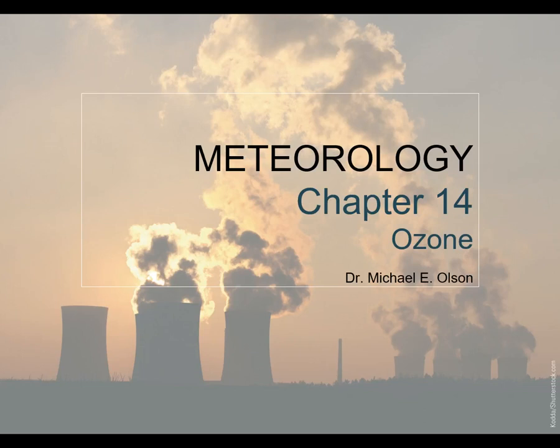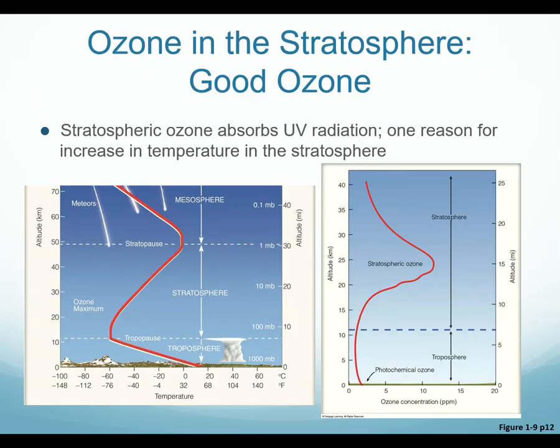Let's turn our attention to one particular chemical that exists in our atmosphere, and this compound is known as ozone. We addressed ozone back in chapter 1 lightly, but now we're going to talk about it a little bit more. Now, we can get ozone in two different areas within our atmosphere. First area we're going to talk about is stratospheric ozone. Stratospheric ozone is good ozone. We love it up there.